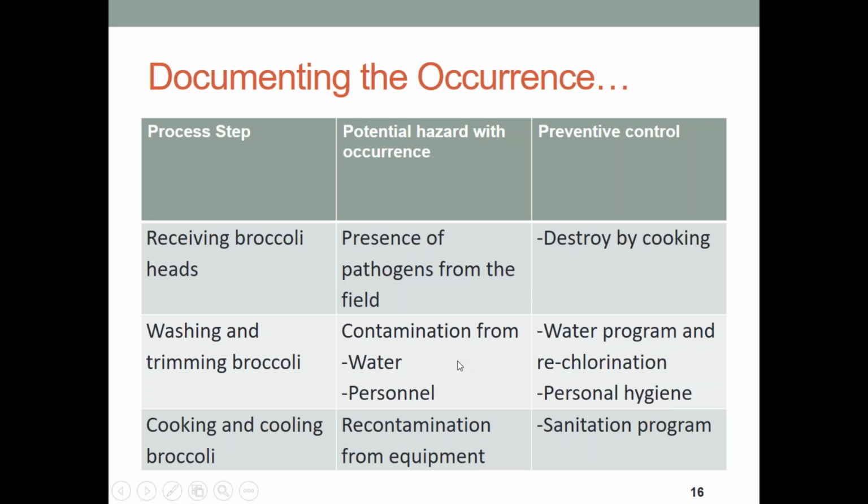Now, the preventive controls for dealing with contamination from the water program, or from the water and from personnel, are dealt with by other controls. Those are dealt with things like our sanitation program and our personal hygiene program. Those are separate things from this preventive control that we have to deal with in the process itself.